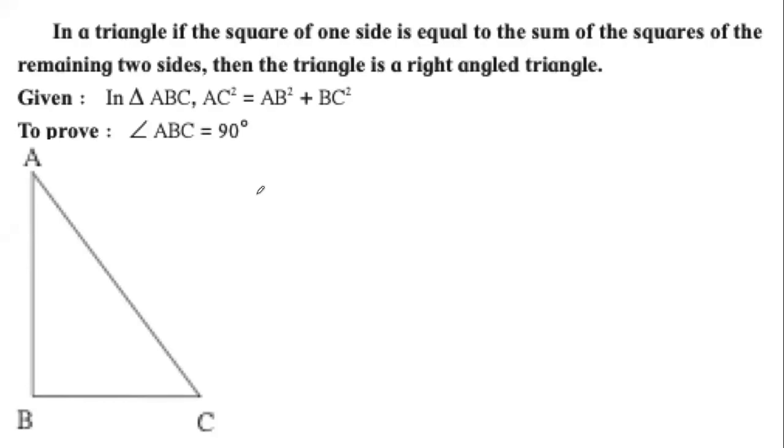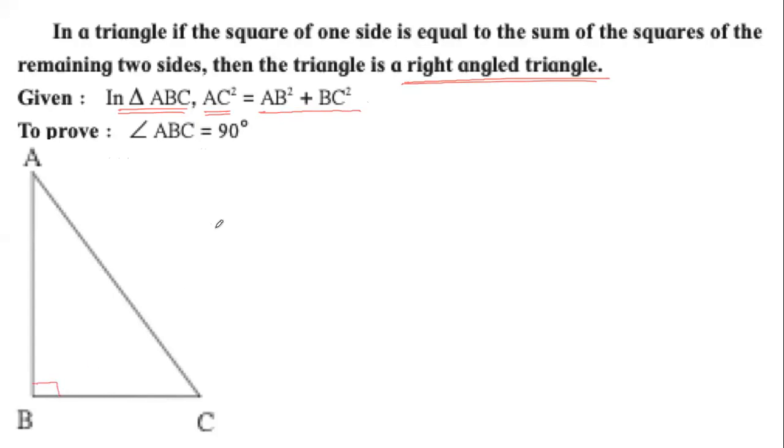So what is given to us? We have a triangle ABC. We don't know whether it is a right angle triangle or not. But we do know that one side AC, the square of which is equal to the sum of the squares of the other two sides, AB square plus BC square. Converse says that this triangle is a right angle triangle. That means we have to prove that angle ABC is 90 degrees.